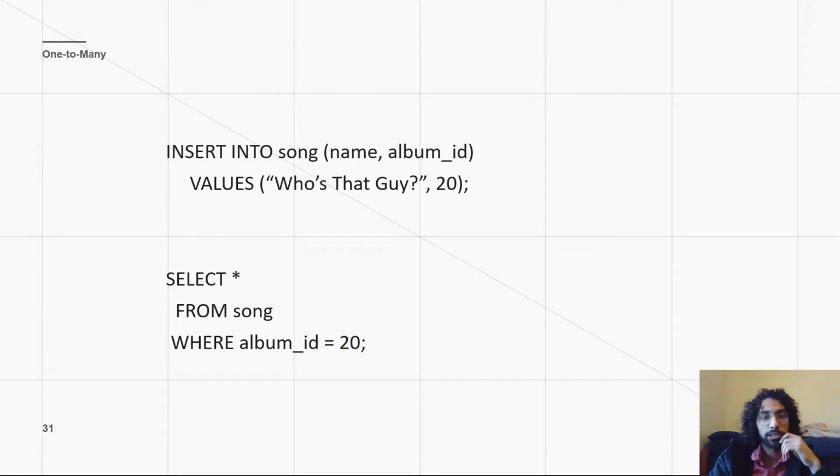Let's say we're inserting a song, add in Who's That Guy? Grease 2 song. Well, Grease 2's album ID is 20, so let's stick it in there. And then we just want to grab all the Grease 2 songs. Jack's going on his playlist rampage. Select every song where the album ID is 20, Grease 2's album ID.